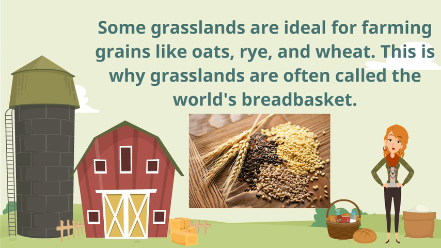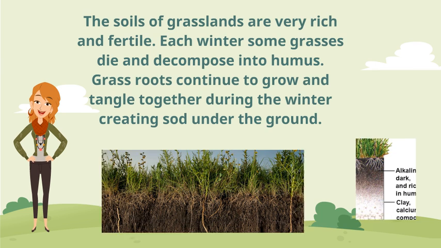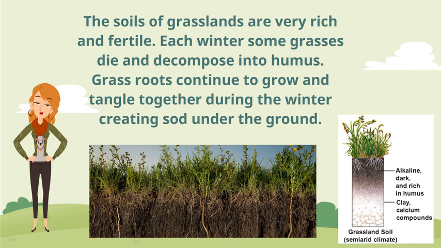Some grasslands are ideal for farming grains like oats, rye, and wheat. This is why grasslands are often called the world's breadbasket. The soils of grasslands are very rich and fertile. Each winter, some grasses die and decompose into humus. Grass roots continue to grow and tangle together during the winter, creating sod under the ground.